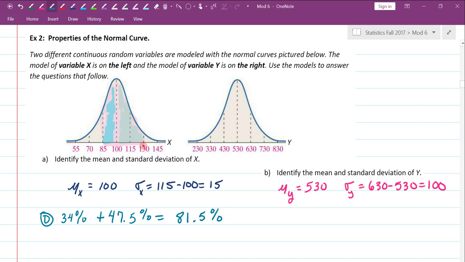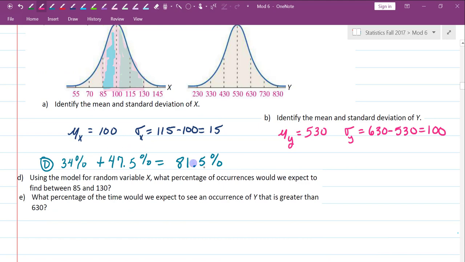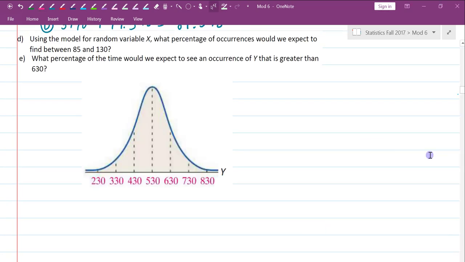And then part E says, what percentage of time would we expect to see the occurrence of Y that is greater than 630? Okay, let me see if I can copy and paste that in. Okay, here we go again. So I was able to copy question D and question E in, and I put the picture in so we can see it a little bit easier here. What percent of the time would we expect to see an occurrence of Y that is greater than 630? So that's going to be all of this area under the curve. Okay, do you agree? Greater than 630.